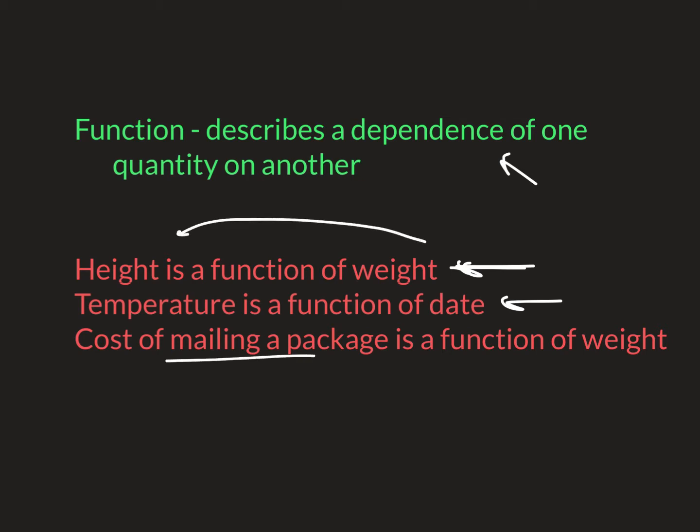Cost of mailing a package is a function of weight also. The more a package weighs, the more it costs. So the cost of mailing depends on the weight. The temperature depends on the date. The height, most of the time, depends on weight. All right, so a function describes the dependence of one quantity over another.